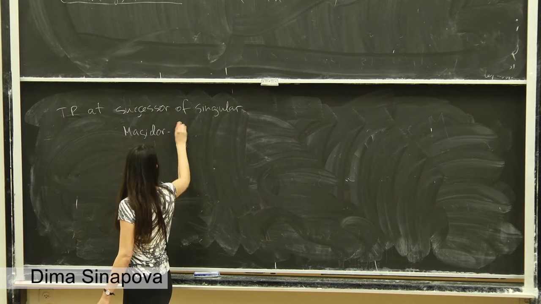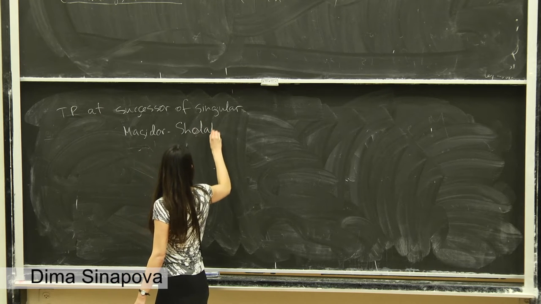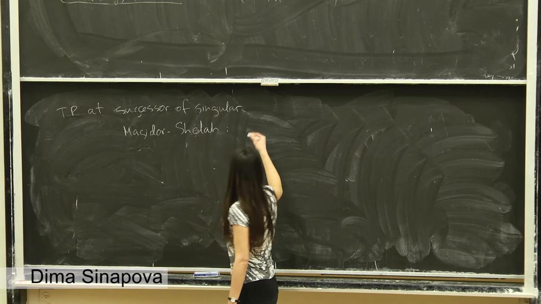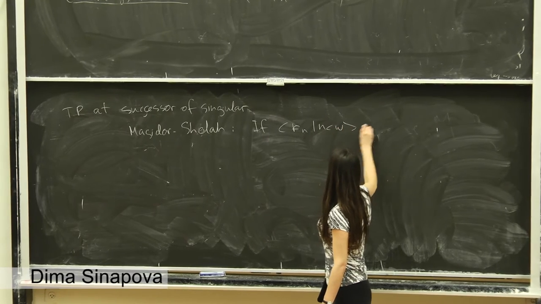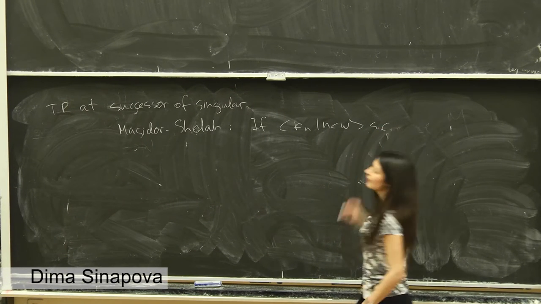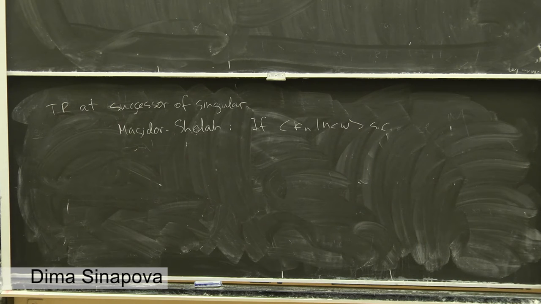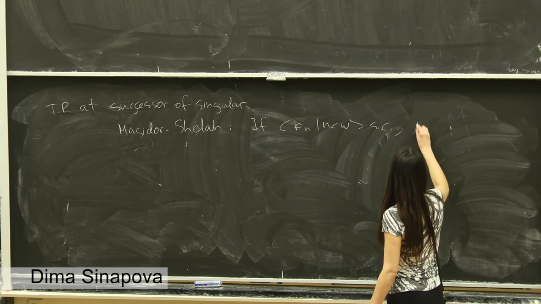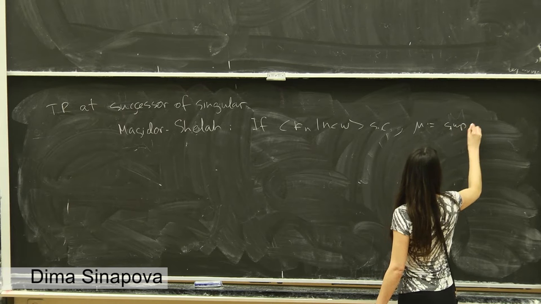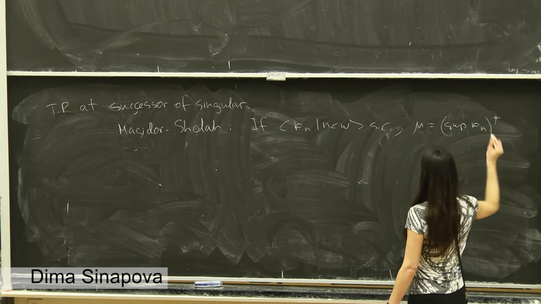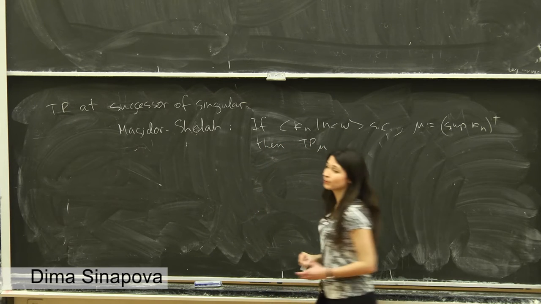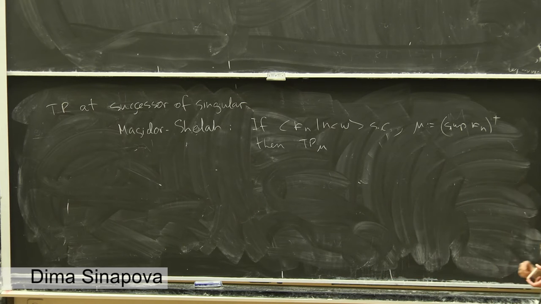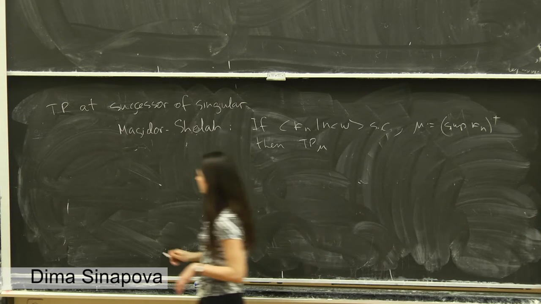if you have omega many supercompact cardinals, SC in my talks always stands for supercompact cardinals, kappa n an increasing sequence, and let mu be the supremum, then the tree property holds at the successor of mu, the successor of the supremum of omega many supercompact cardinals.